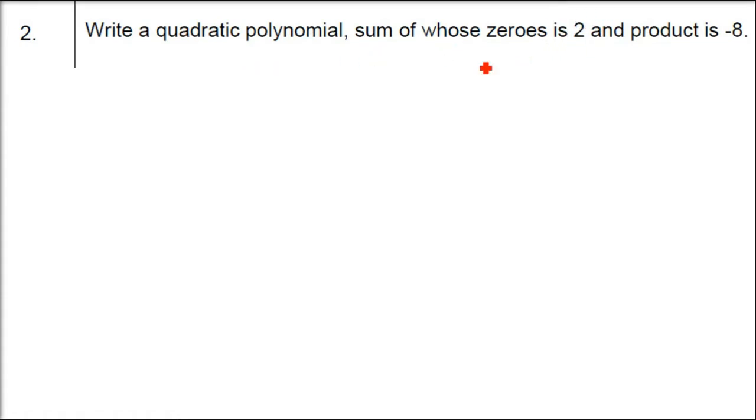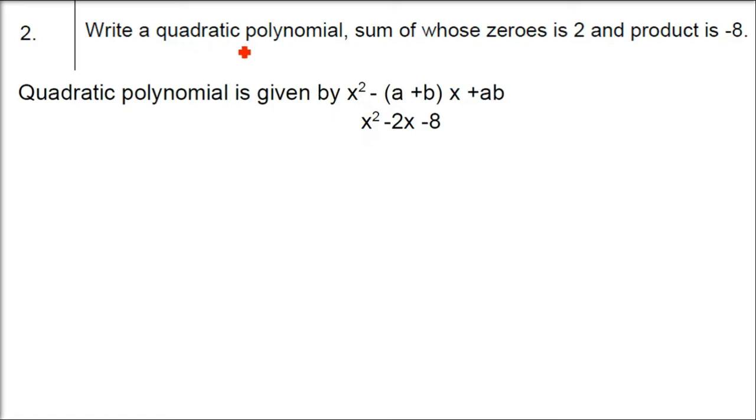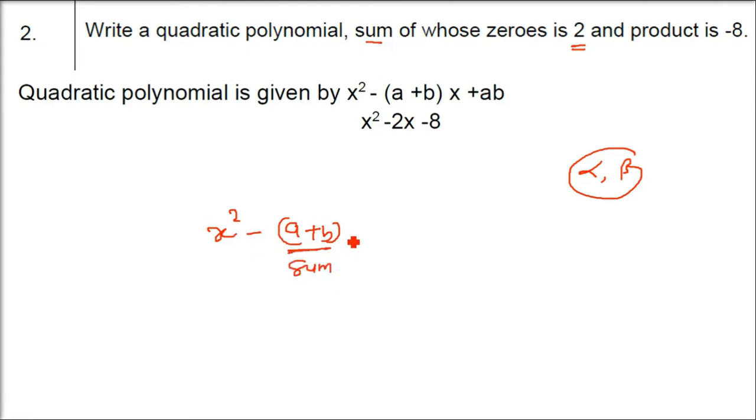Write a quadratic polynomial, sum of whose zeros is 2 and the product is minus 8. So whenever we have a quadratic polynomial, the form is x squared minus the sum of the roots or sum of the zeros. Zero and root are the same, alpha, beta, like we have seen in the theory also. So x squared minus (alpha plus beta) x plus the product of these roots, alpha beta. So this is the sum and this is the product.